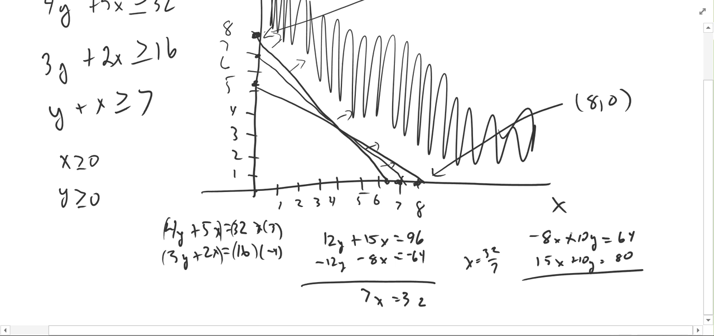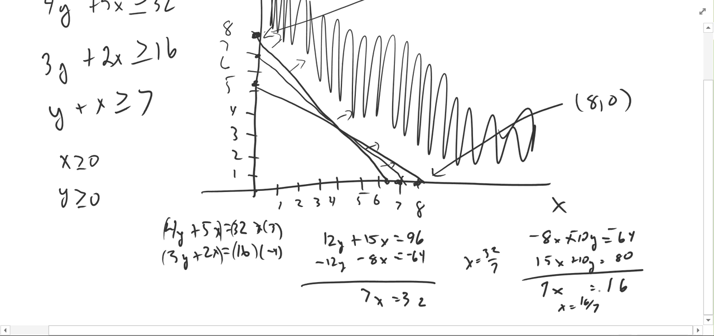And let's make the top one all negative. So when I add them together, I'll get 7x. The y's will cancel, and 84 minus 14 is 64. Sorry, -64 plus 80 is 16. So x is equal to 16/7.